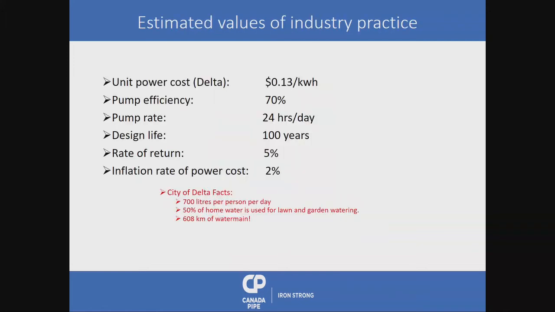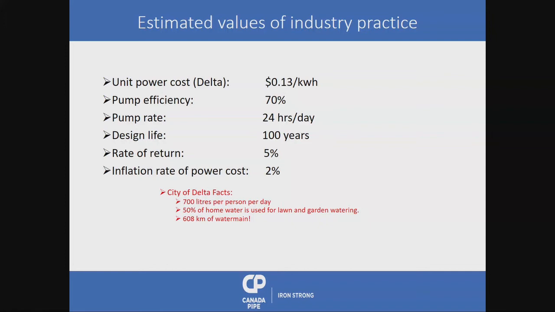So let's look at this as their practice. These are the numbers that they gave me, by the way. So this is what they work on. It's probably changed now, but 13 cents per kilowatt hour. It might be higher now. 70% efficiency at pumping 24 hours a day. The design life that they wanted was 100 years, with a rate of return of 5% and an inflation cost of 2%. Some city demographic facts: 700 liters per person per day. That's what we're basing this on.